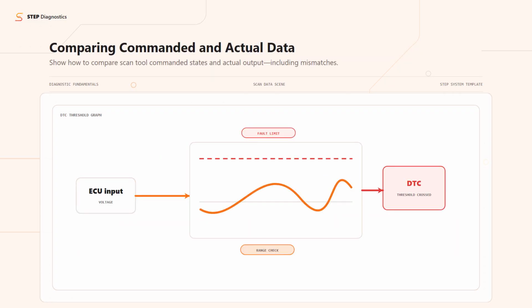Compare scan tool live data for commanded state with direct measurement or actuator feedback when available. A mismatch between scan data and measured voltage or actuator movement points to wiring faults, output driver failure, or an open in the load circuit.